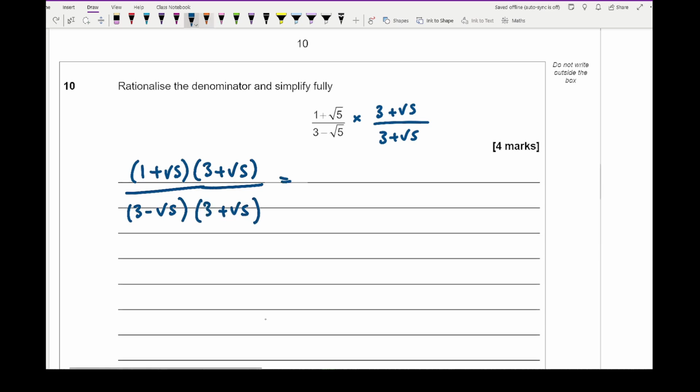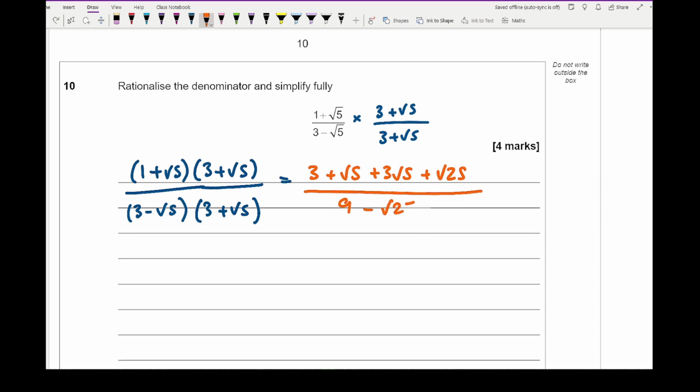Now if I write down what that equals, well, 1 times 3 is 3 plus root 5 plus 3 root 5 plus root 25, all over 9 minus root 25. Then if I simplify the numerator, I end up with 8 plus 4 root 5. And simplify the denominator, that's going to equal 5, so that's going to be equal to 4. And then I can cancel the 4 with a 2, and so all I'm left with is 2 plus root 5.